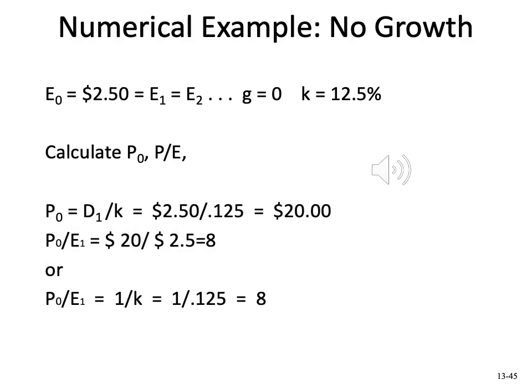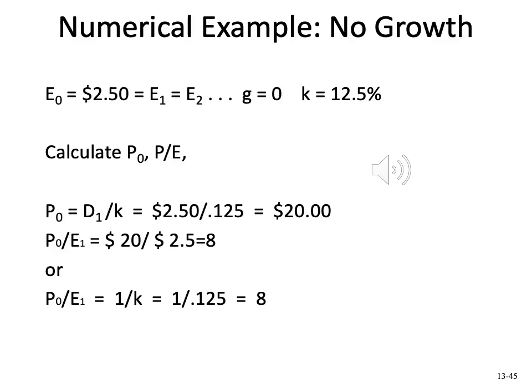The first case is no growth. When there is no growth, G equals 0, and all periods' earnings will be the same number, $2.50. K is 12.5%. Those are the information we know. Now calculate P0 and the PE ratio.